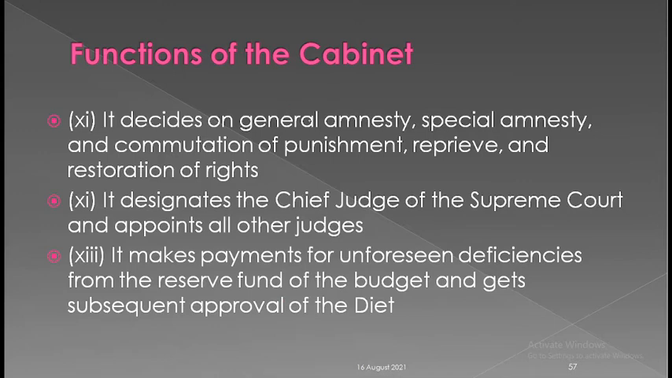Again, it decides on general amnesty, special amnesty, commutation of punishment, reprieve, and restoration of rights. This power is given to the cabinet, but once it is decided, it has to be done in the name of the emperor. The emperor has the ceremonial authority to declare that it is done, though decisions are taken by the cabinet. The cabinet also designates the chief judge of the Supreme Court and appoints all other judges. The ceremonial appointment is in the hands of the emperor again.